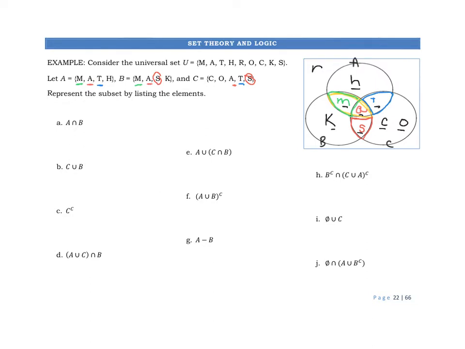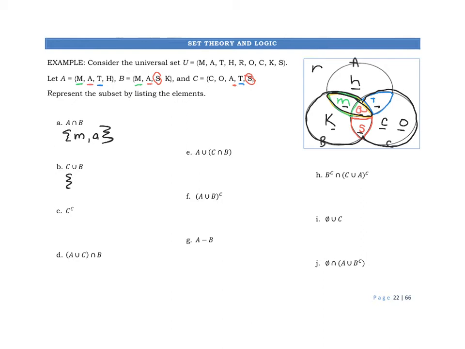All right, so let's start with our operations. So I would like A intersect B. So I want everything that's in both A and B. So that would be this right here. And so that would be the set with elements m and a. Okay, how about C union B? So that's going to be elements that are in C or B or both. So that looks like everything that is here.